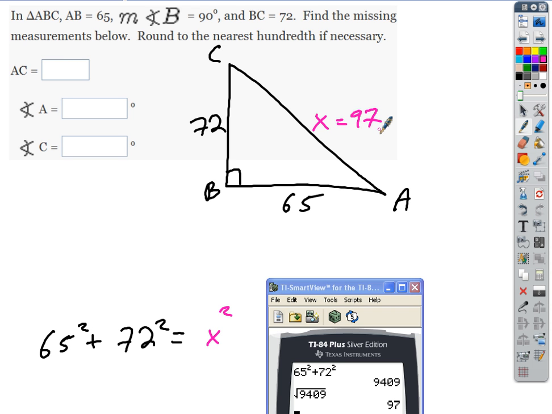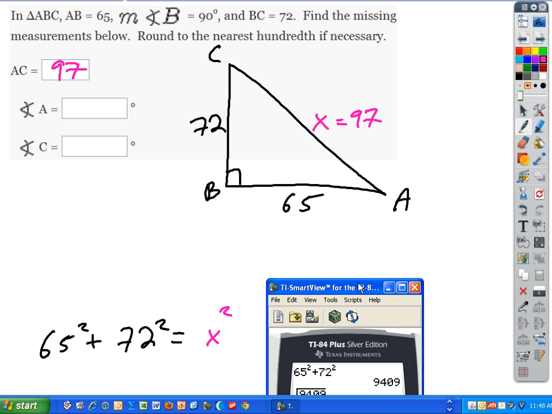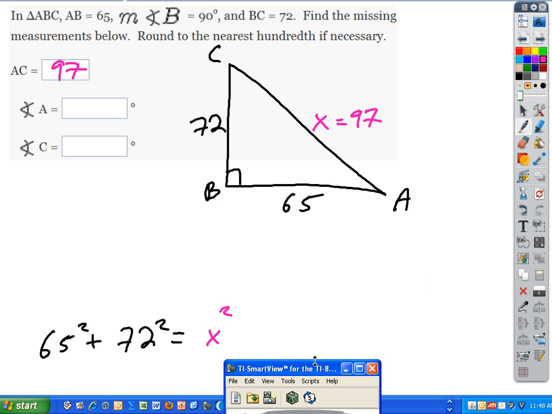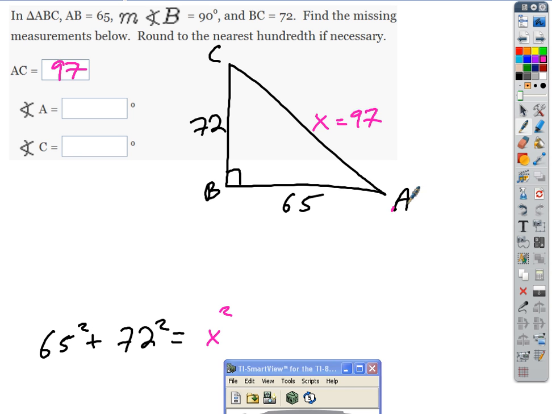Now, how do we get the angles? Here's the one last part that was a little bit new. How do we get these angles? What if I want to find, for example, angle A? Now, from the perspective of angle A, I need to set up the SOHCAHTOA relationship that applies. So from A's perspective, that's obviously the hypotenuse. Which side is opposite of A? 72. So that's opposite, and then 65 would be adjacent.